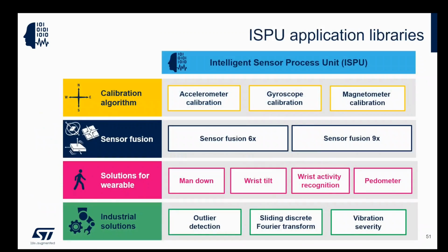So, here are some of the libraries for sensor fusion, 6-axis or 9-axis. For wearable, these kind of solutions are available. For industrial, outlier detection, vibration severity detection, that can all be done inside the sensor.